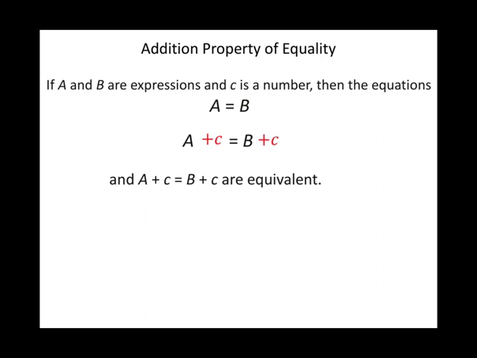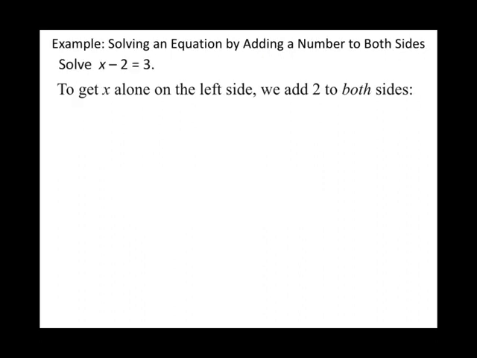Look at this example: solving an equation by adding a number to both sides. I have x minus 2 equal to 3. If we want to isolate the x here, we need to get rid of the minus 2. To get rid of the negative 2, we do the opposite. When you have a minus 2, we add 2 to both sides. I want to isolate the x, so I want to cancel out the negative 2. In order to cancel out this term, we do the opposite: when you have a negative, you get the positive.